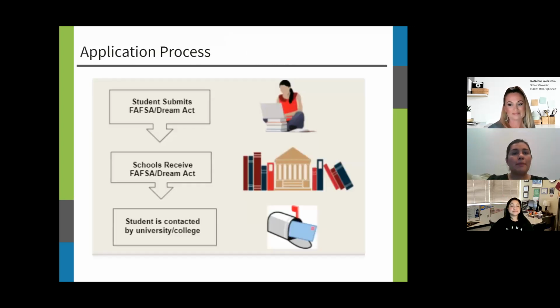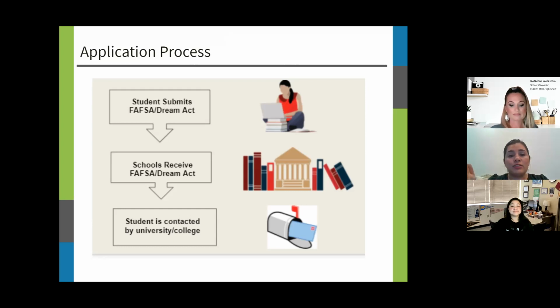Just so you know, the application process will look like this: your student will complete either the FAFSA or the DREAM Act. While they're completing it, there will be a question about what schools they are planning to apply to or are interested in attending, and they will list those schools. The financial aid information that you place on the FAFSA will be submitted to these schools. Ms. Goldstein talked about institutional grants; these institutions use this financial aid information for institutional grants.